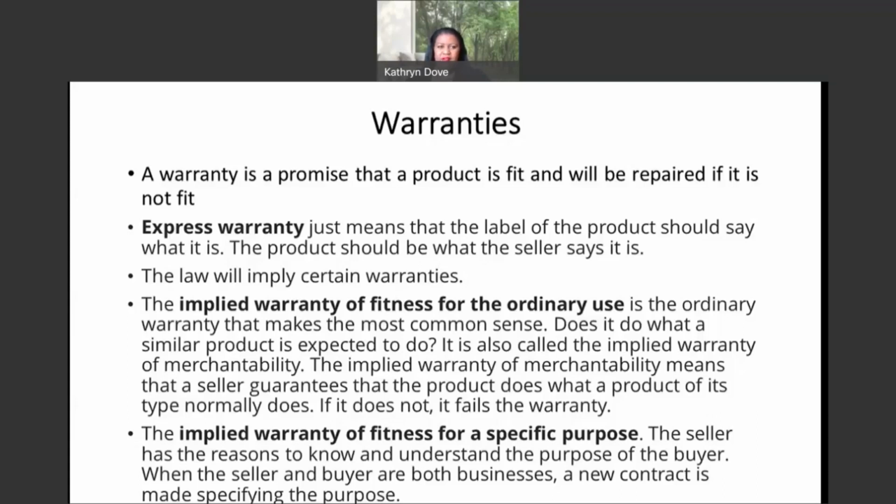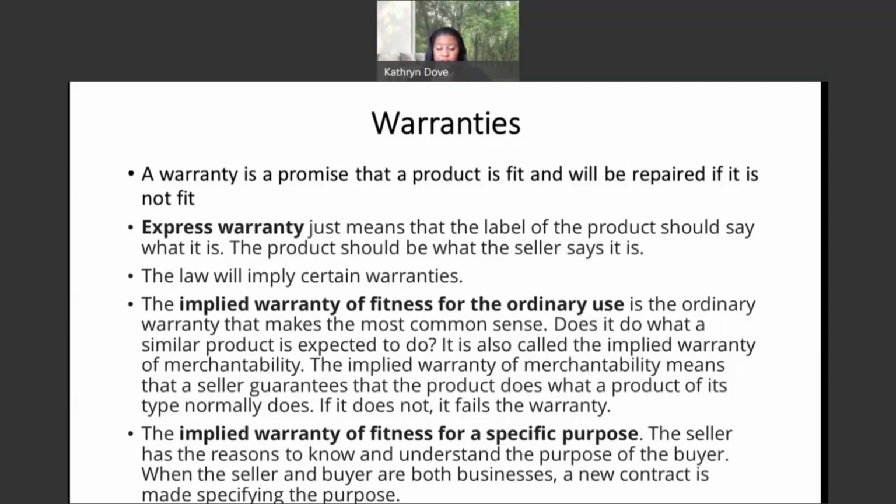Warranties. There's usually a promise when you purchase a product that it will be fit for its ordinary use and it will be repaired if it is not. Sometimes a product comes with an express warranty, and that just means the label of the product should say what it is. The product should be what the seller says it is.